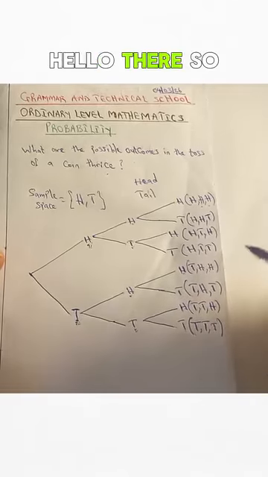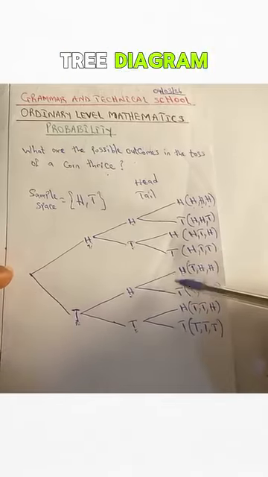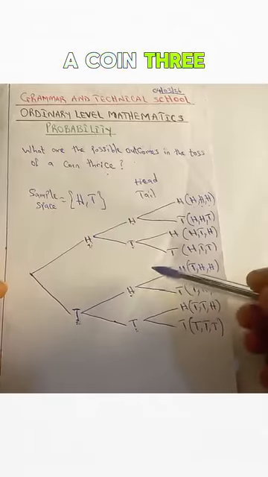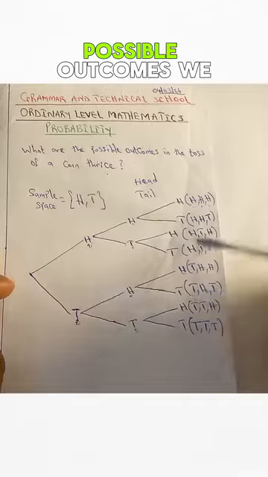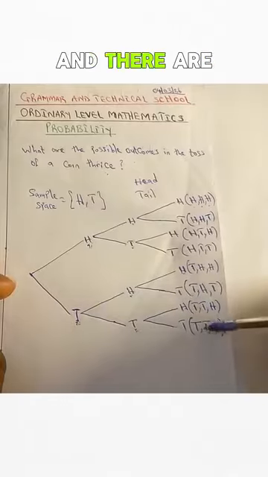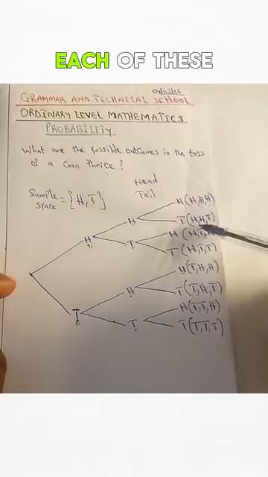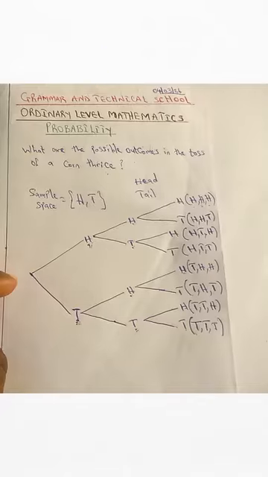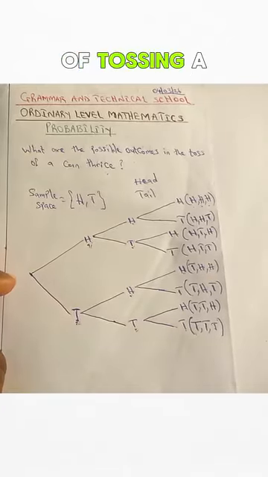Hello there. In our previous video, we drew this probability tree diagram, which shows the outcome of tossing a coin 3 times. We have here the sample space, or all the possible outcomes we can have, and there are 8 of them: 1, 2, 3, 4, 5, 6, 7, 8. Each of these is called an event. If you want to understand more, watch the video on this page titled The 8 Outcomes of Tossing a Coin Thrice.